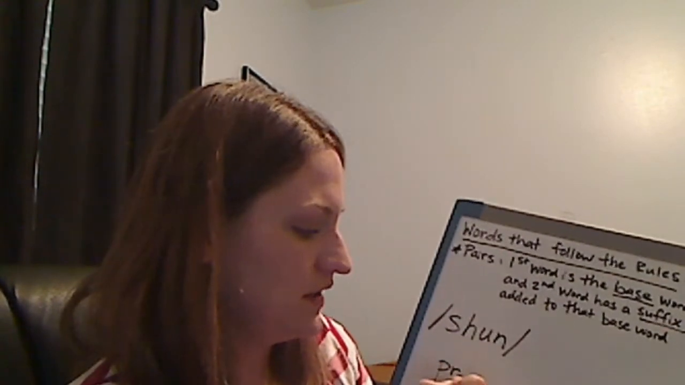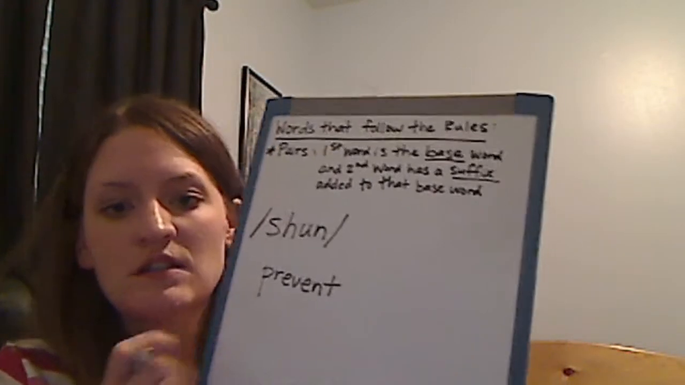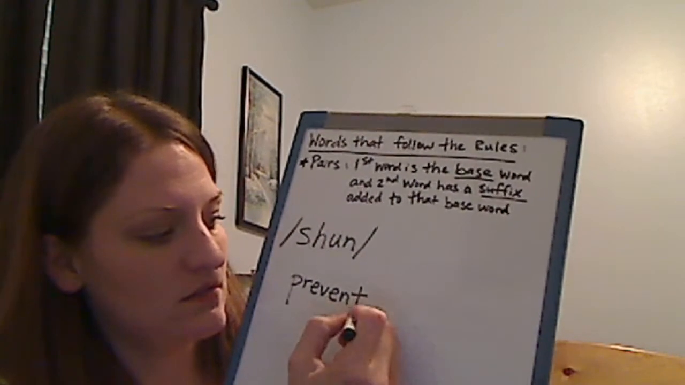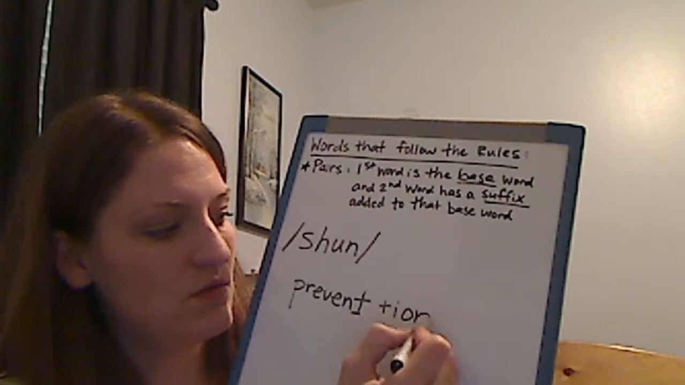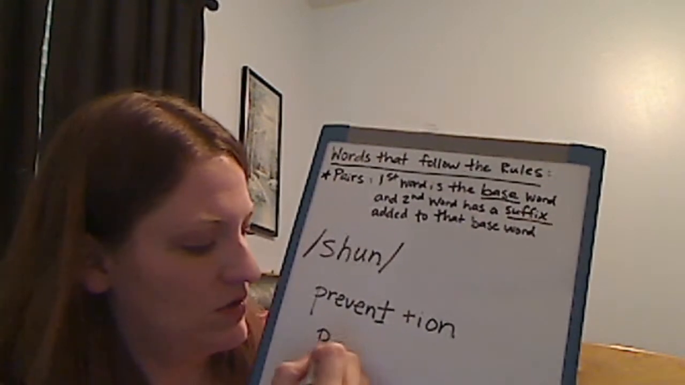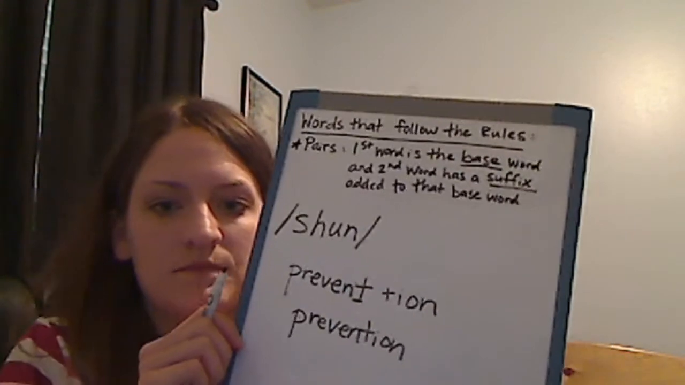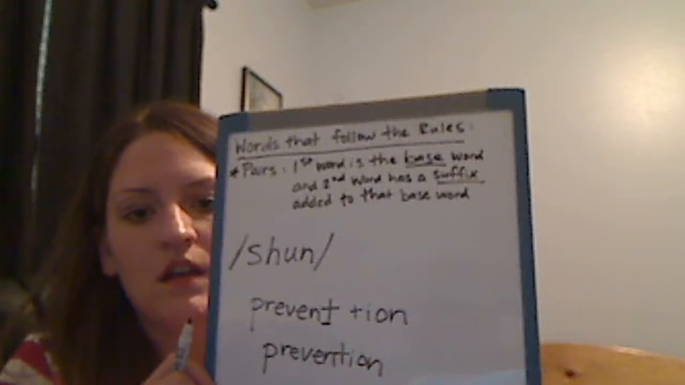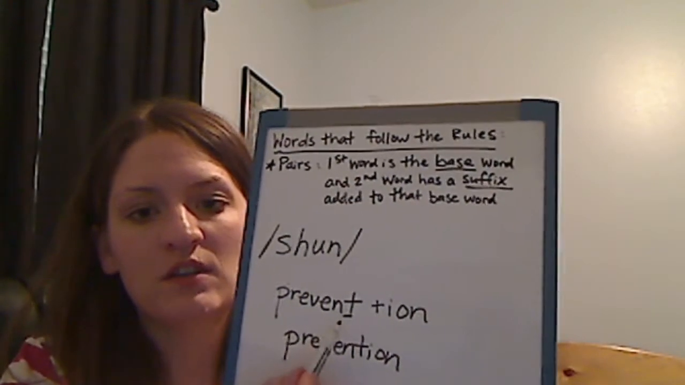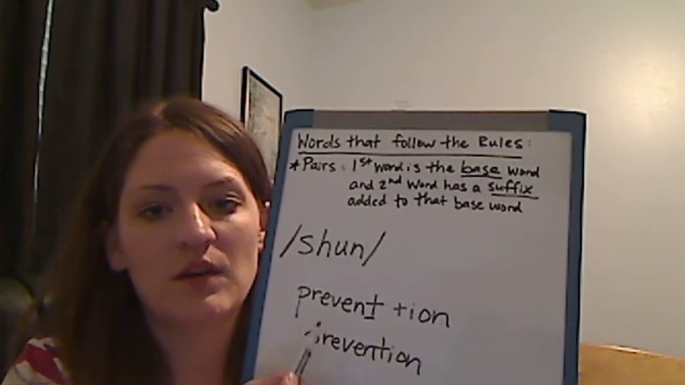Okay, I'm going to erase that and I'll write up a second word. Prevent is the next base word. Okay, so we have prevent. Now, this ends in a T, so can you guess what I'm going to do? I'm going to add I-O-N, which then spells prevention. Okay. So the rule for this kind of shun is when it ends in a T, just add ION. Easy enough?